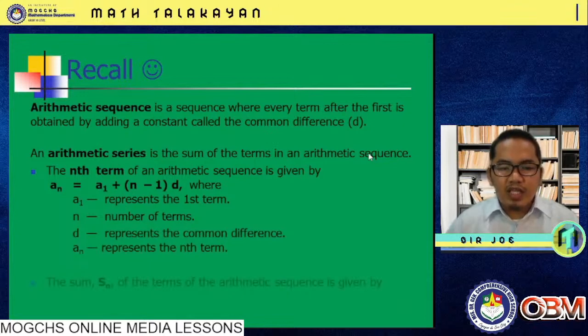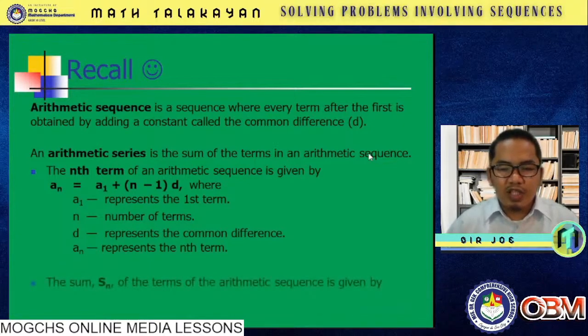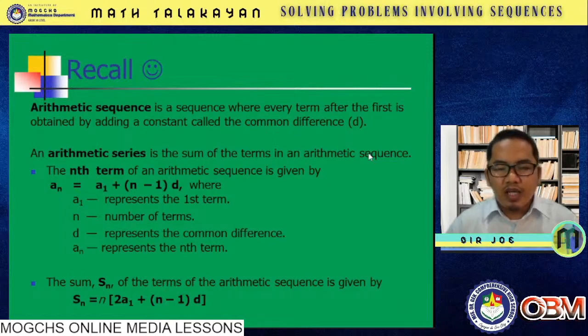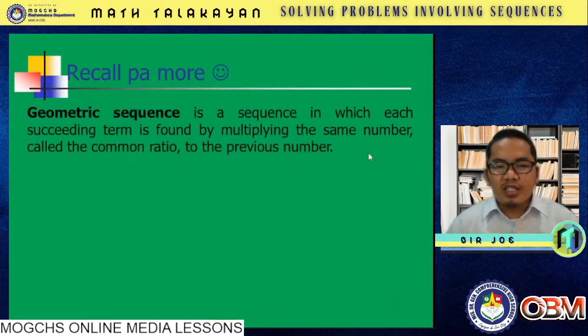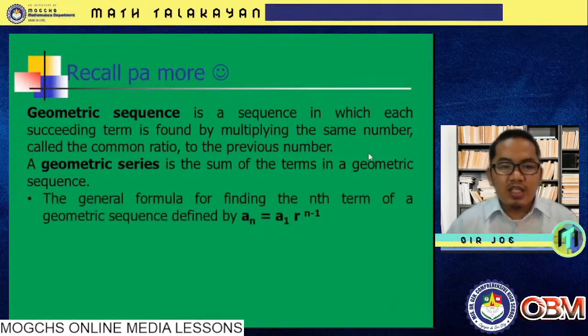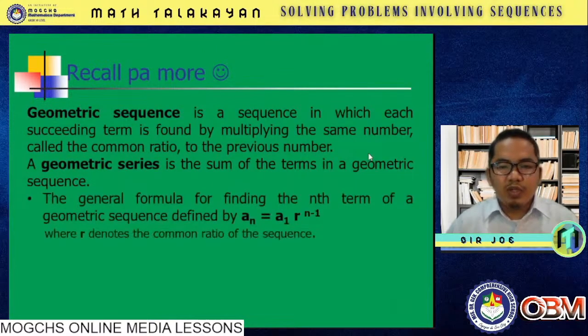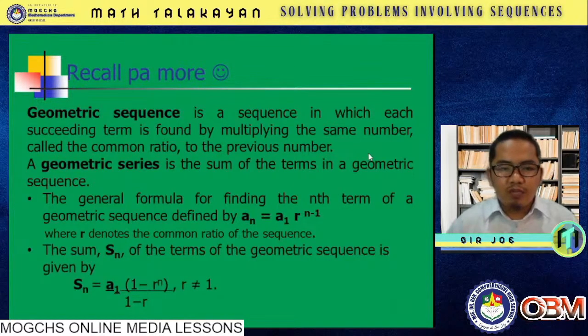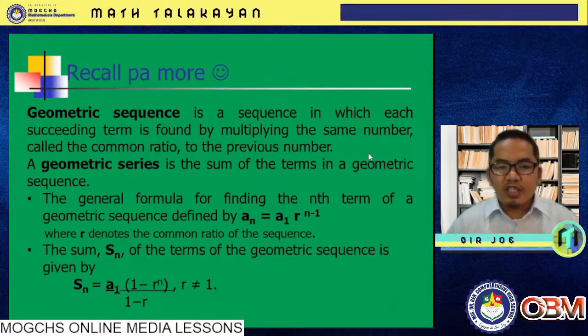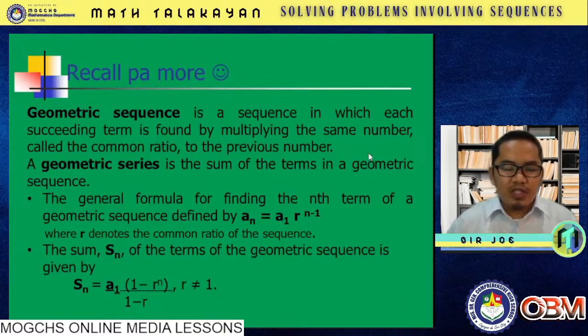The sum, which is s sub n, of the terms of the arithmetic sequence is given by s sub n is equal to n over 2 times the quantity of 2a sub 1 plus the quantity of n minus 1 times d. Geometric sequence is a sequence in which each succeeding term is found by multiplying the same number, called the common ratio, to the previous number. A geometric series is the sum of the terms in a geometric sequence.